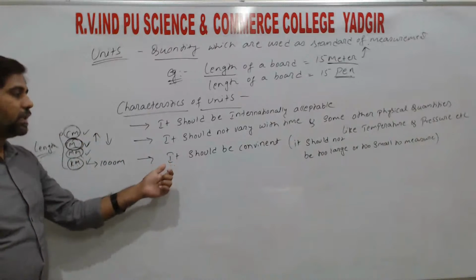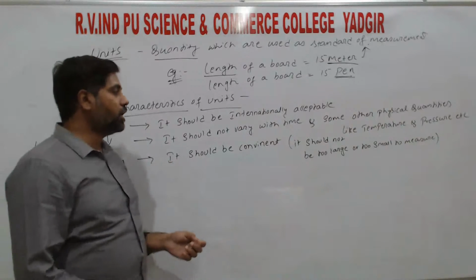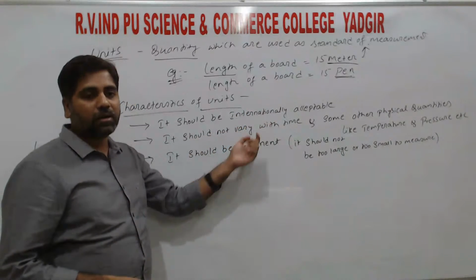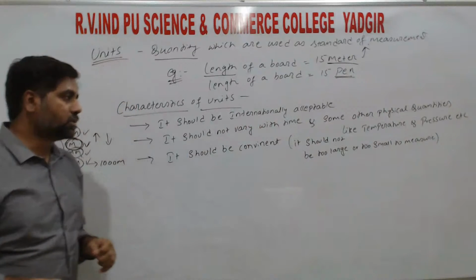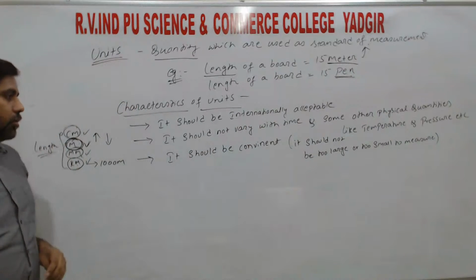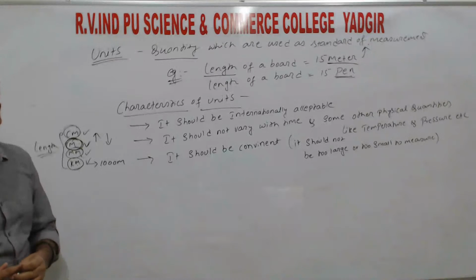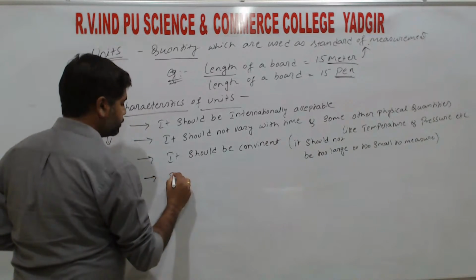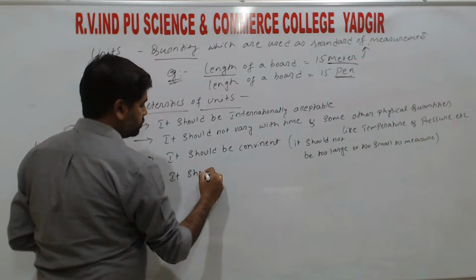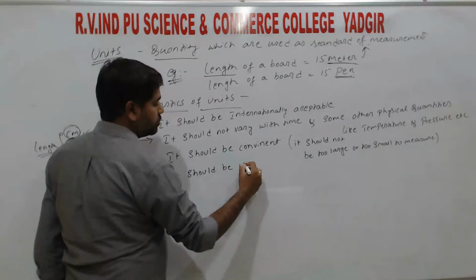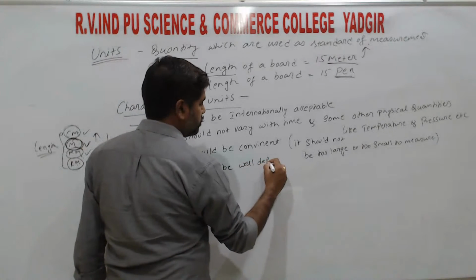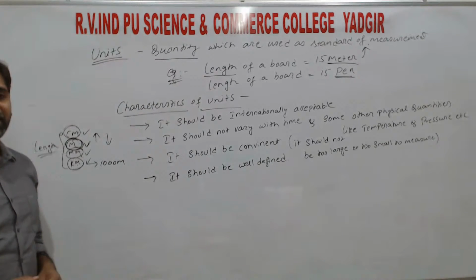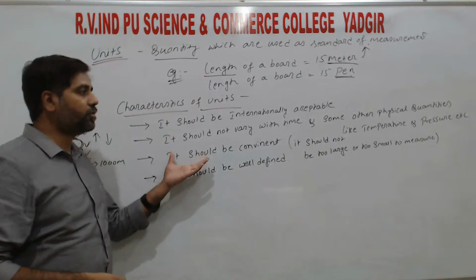So that one is the third point. So it should be convenient, it should be internationally acceptable, and it should not vary with time and other physical quantities, right. And the last one, it should be well defined. Right. So well defined means it has an exact definition for the physical unit.